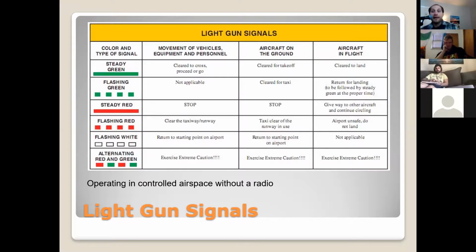Okay, so those were steady reds. We're over the halfway point on this slide. We're now into flashing red. So let's talk about the aircraft on the ground. If you're on the ground and you're driving around taxiing and you look up and you see flashing red lights coming at you from the tower, it says taxi clear of the runway in use.